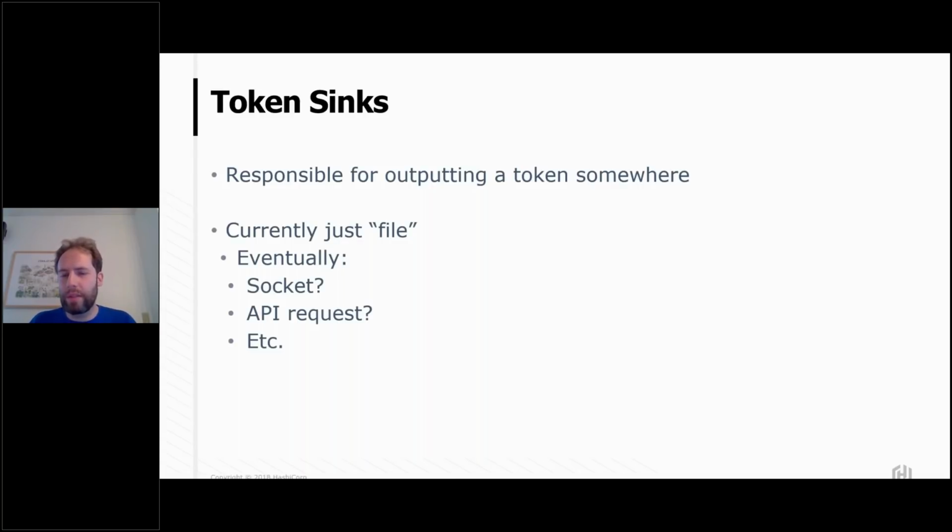Right now, the only token sync that we have is file, which writes the token to disk. But eventually, we're thinking about things like, could we write it out over a socket? Could we do a webhook-like thing where we have a pre-configured API request and it fills in that token information, etc. The initial release was just a little bit ago, so we're definitely talking to customers and users for feedback about what other kinds of methods they would want.